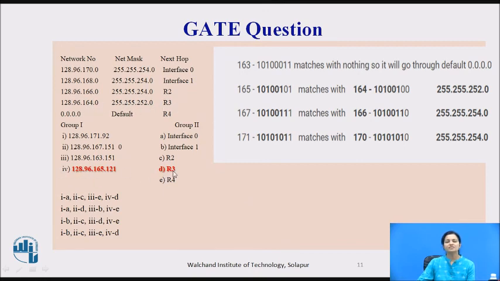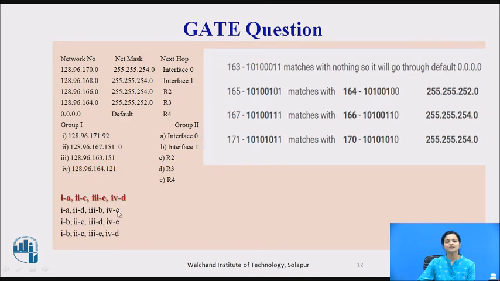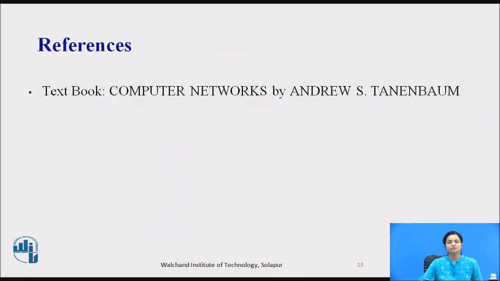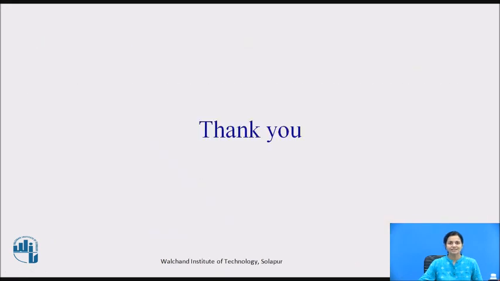So the fourth one is matching with D. Here you can see that the first is A, the second is C and the third one is E. So we are finding the answer for this GATE question like this. This is about the GATE question 2015, how to find out whether our router is matching with another router or not.